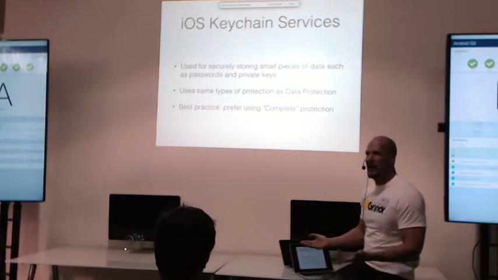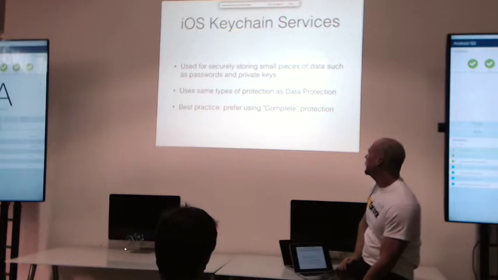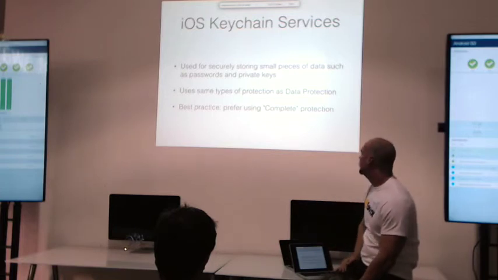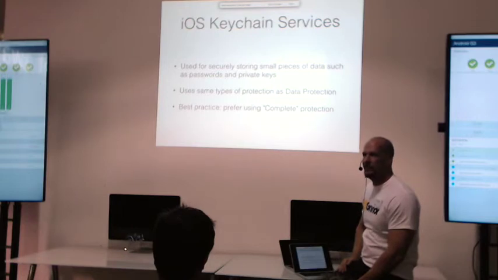So the next thing is the iOS keychain. That's used for securely storing small pieces of data, such as passwords and private keys. It uses the same levels that are offered by data protection. Best practice: prefer using complete protection.